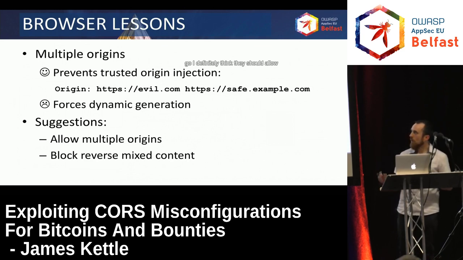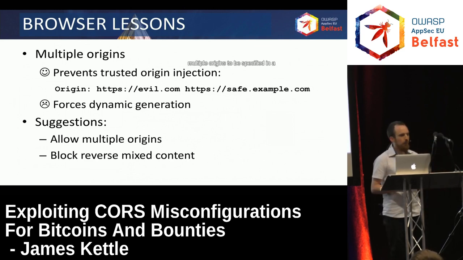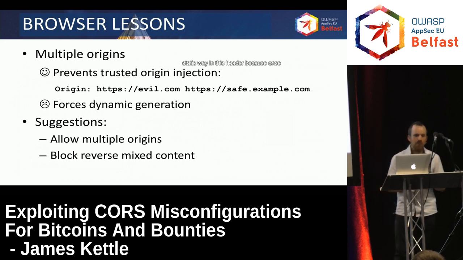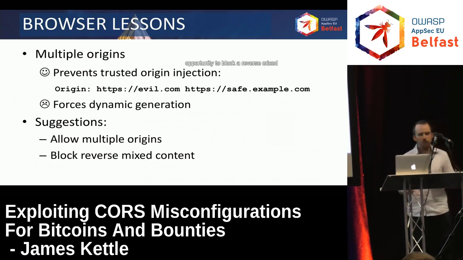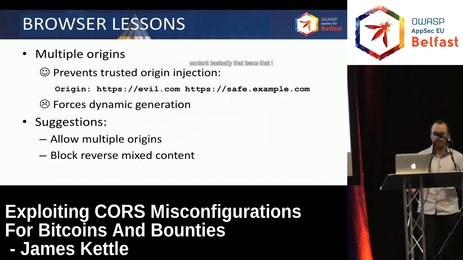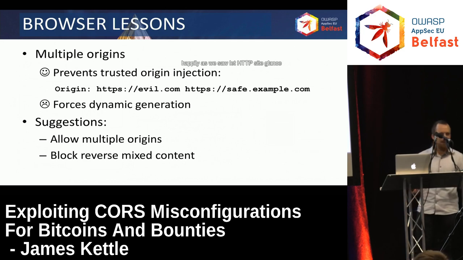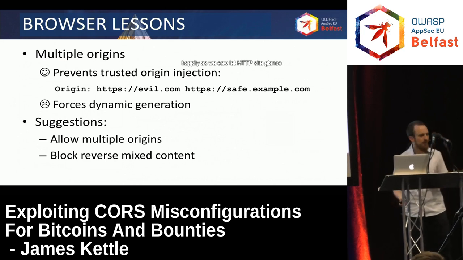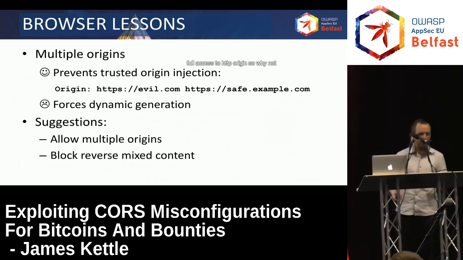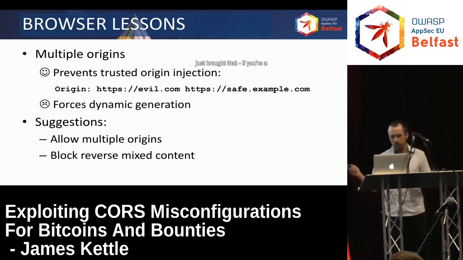As far as browsers go, I definitely think they should allow multiple origins to be specified in a static way in this header, because once again, that reduces the number of sites forced to do dynamic generation, which is risky coding, and it's often implemented in weird places like in Apache configs and stuff, rather than in actual code where it's likely to get a proper review. Also, browsers could take the opportunity to block reverse mixed content, basically that issue that I showed you on Google Finance. Browsers already block HTTPS sites trying to load scripts over HTTP, but they'll very happily, as we saw, let an HTTPS site grant full access to an HTTP origin. So why not just block that too?